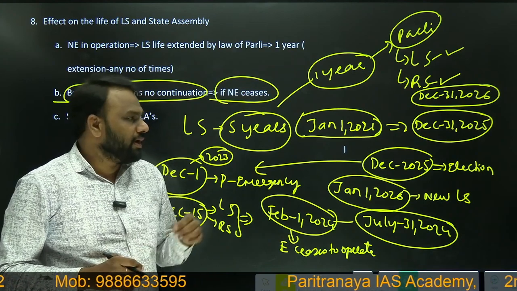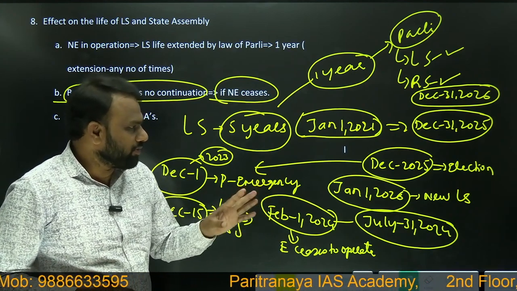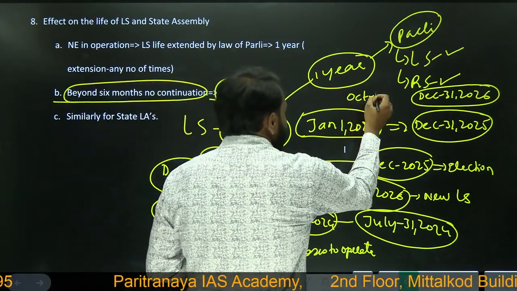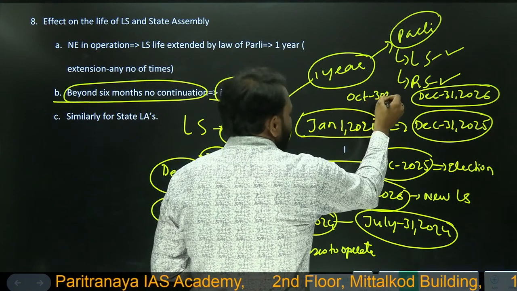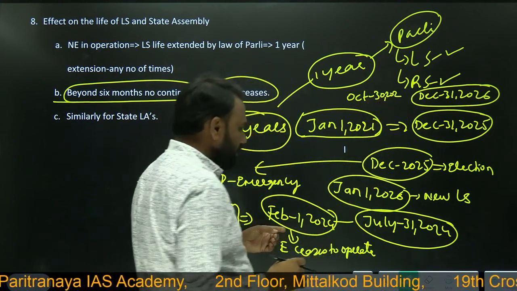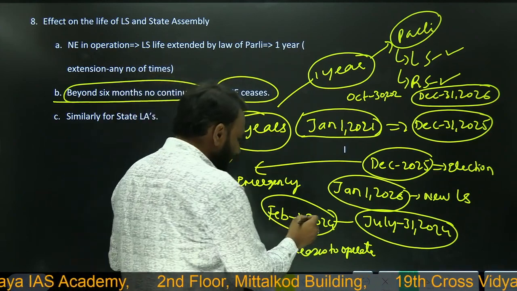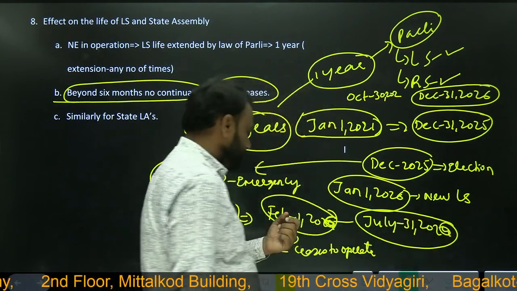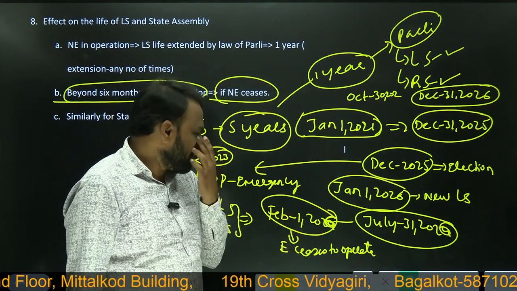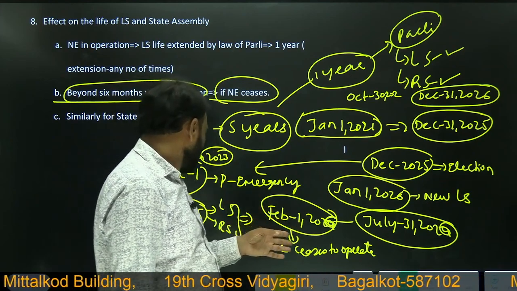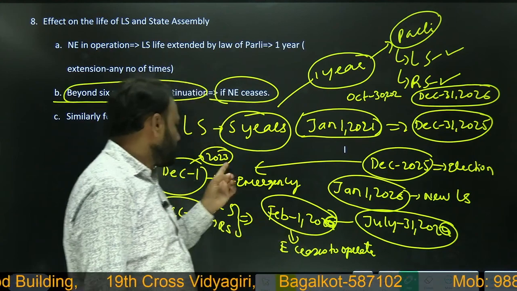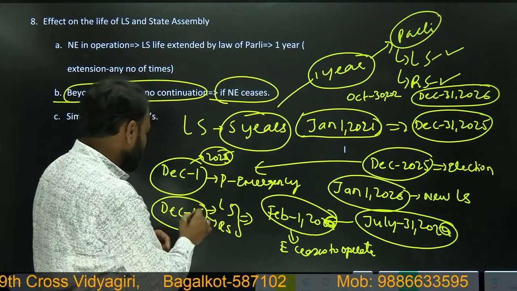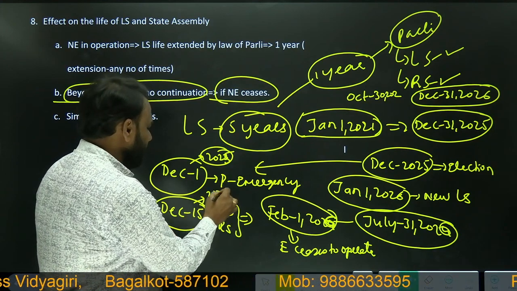So within July 31, 2024, we have to conduct the Lok Sabha election. Okay, Lok Sabha election. Now, let us assume emergency ceases in October, sorry, I took a wrong example here. It should not be 24, it should be 26. Make it as 26. On February 1, 2026, if emergency ceases, so here also please make the changes. It should be 2025.